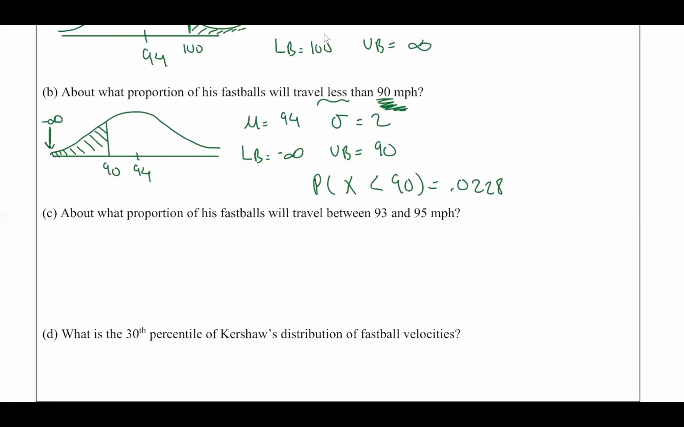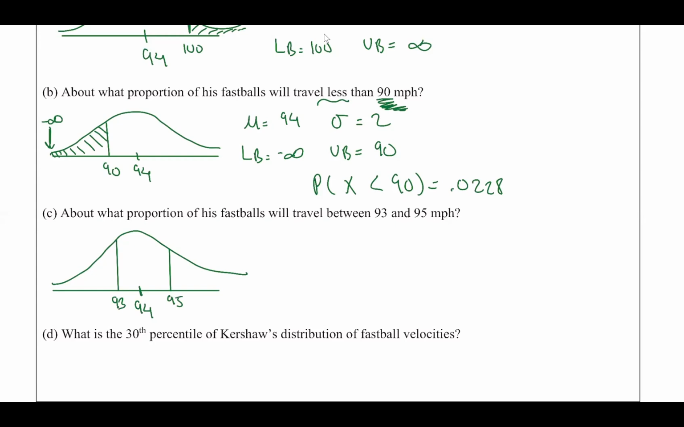All right, so let's do C. For C, it says about what proportion of his fastball would travel between 93 and 95 miles per hour. All right, so this one you might get a high probability. No, well, we should get a high probability. So if you look at this one, it says between 93 and 95 miles per hour. So here you go, 93, and here you go, 95.